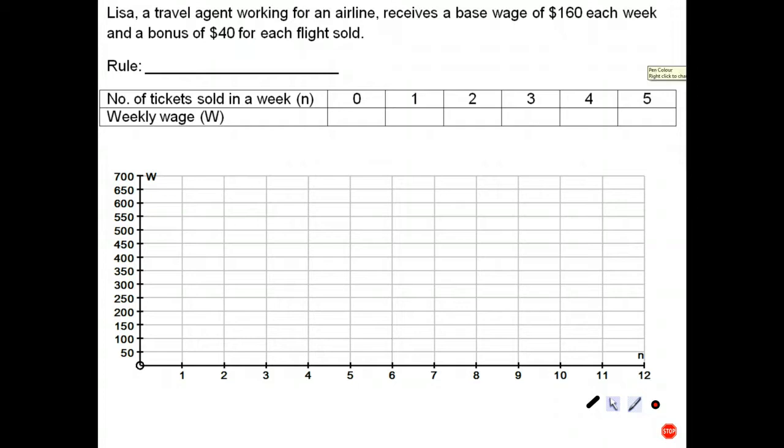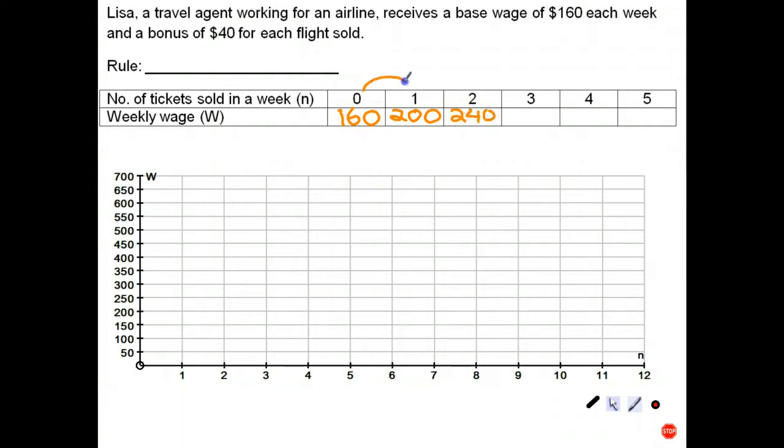So I'll go to my gold pen. Okay. The number of tickets sold in a week is N, so that's the variable on the horizontal axis. The weekly wage is W, that's the variable on the vertical axis. Now, if she doesn't sell any tickets in a week, has a really bad week, she still receives her base wage of $160. If she sells one ticket, she gets an additional $40, which brings that up to $200. If she sells another ticket, she gets an additional $40, which is $240.